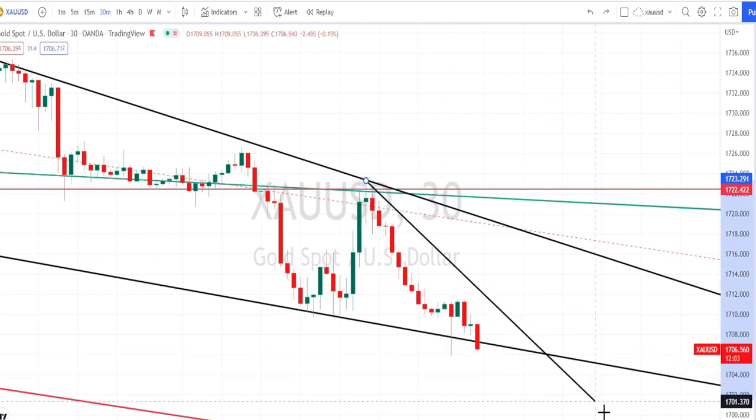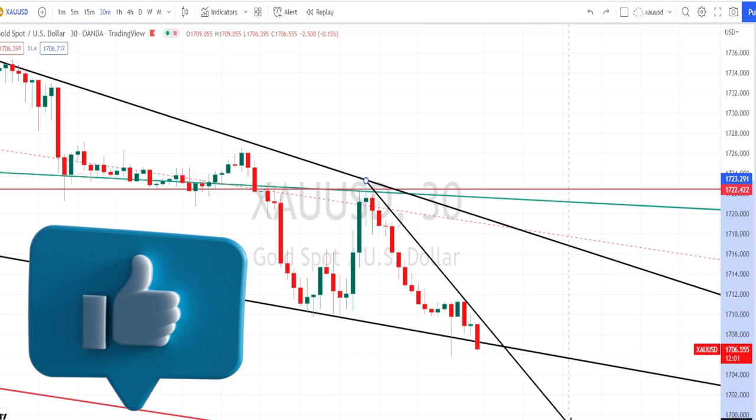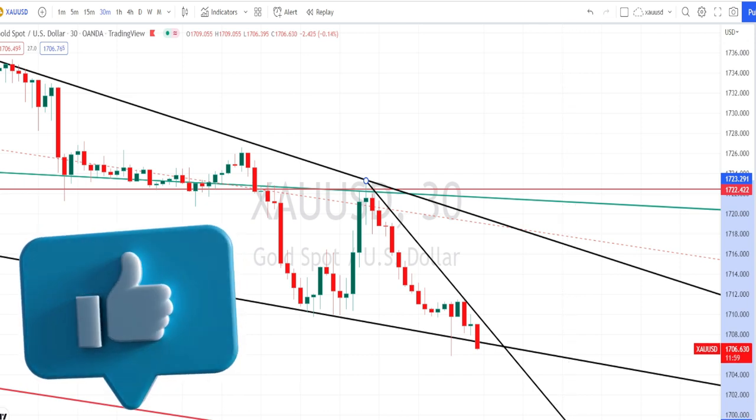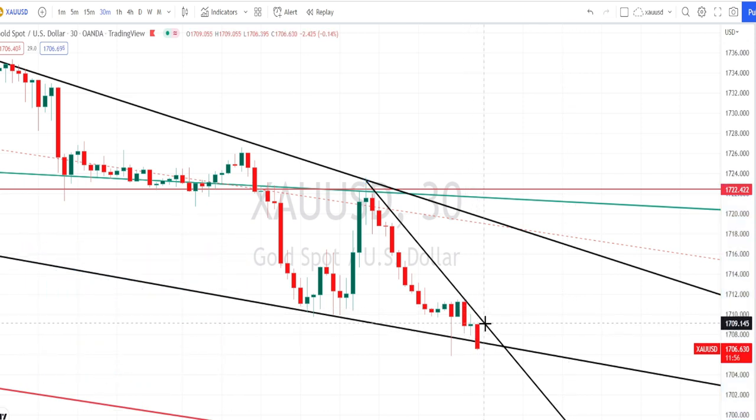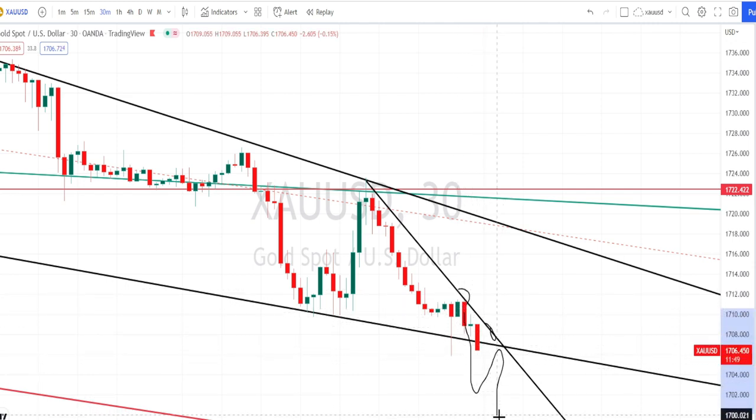Again, I would recommend you to draw a trend line like this in order to understand the price action. And as long as the price action is trading below this resistance line, you can confidently go on a bearish side trade in 30 minutes time frame also.